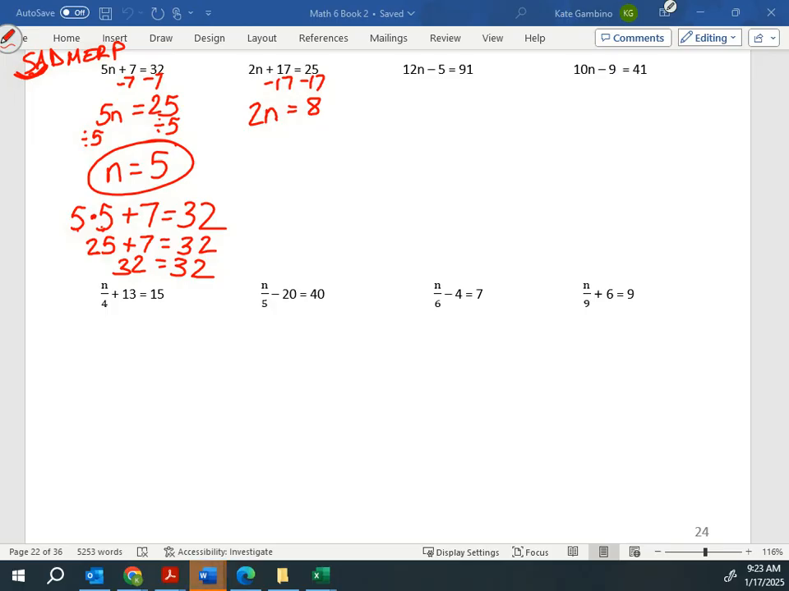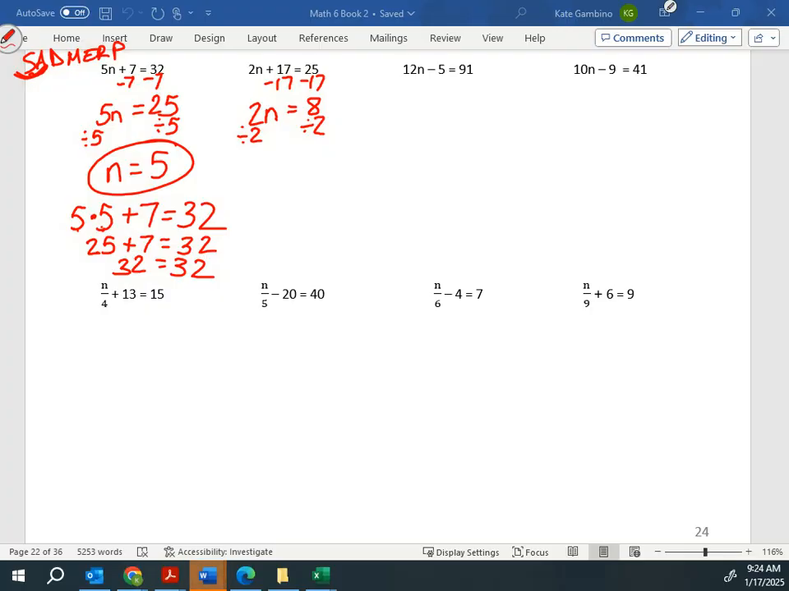What's my next step? Emma? I have 2n equals 8. Helen? Yeah. I have 2 times n. 2n is 2 times n. The opposite is divide. So I need to divide both sides by 2. Whatever I do to one side, I have to do to the other side.